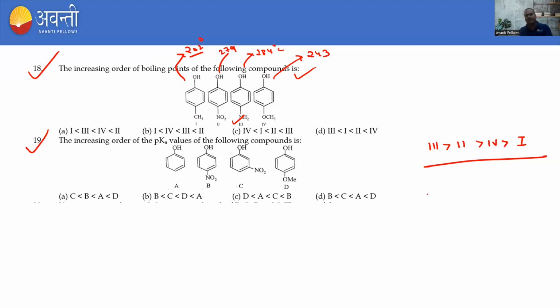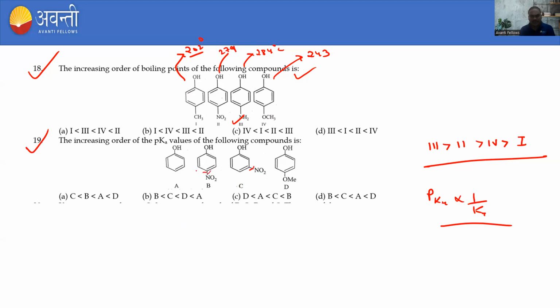So we all know this. The pKa value is inversely proportional to the Ka value, right? And we know that if the electron withdrawing group increases, then the Ka value also increases, right? So this is the electron withdrawing group. This will increase the Ka value.